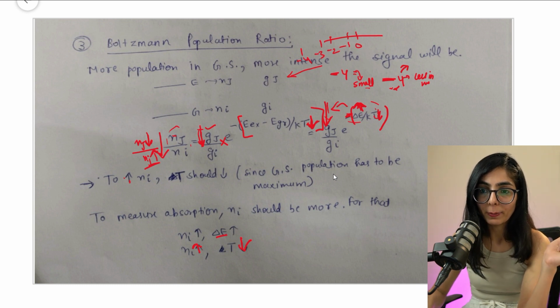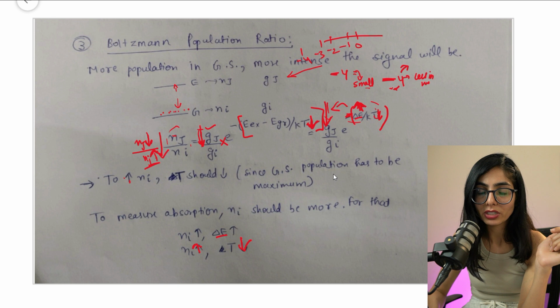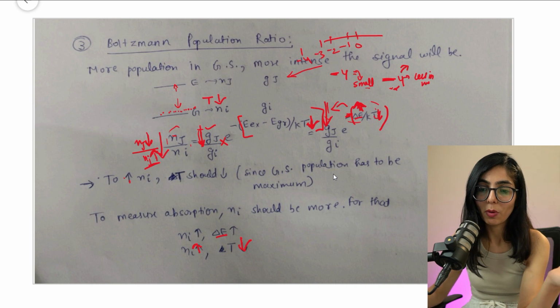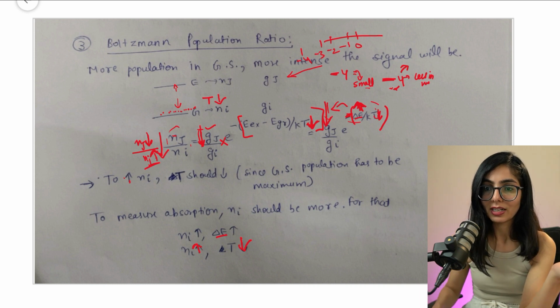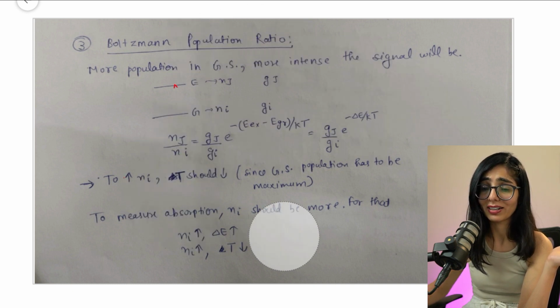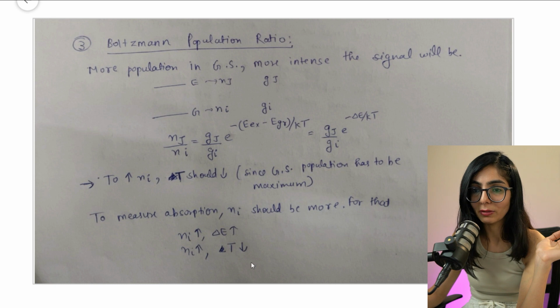So what will happen now with the increase in Ni, there is an increase in del E. That means if there is more population in the ground state, this difference will be more. Always remember. And if there is more population in the ground state, the temperature should be less. That is the condition, and that is the Boltzmann population ratio. That is the interpretation from here. I hope that is clear, and I try to make it as easy as possible.